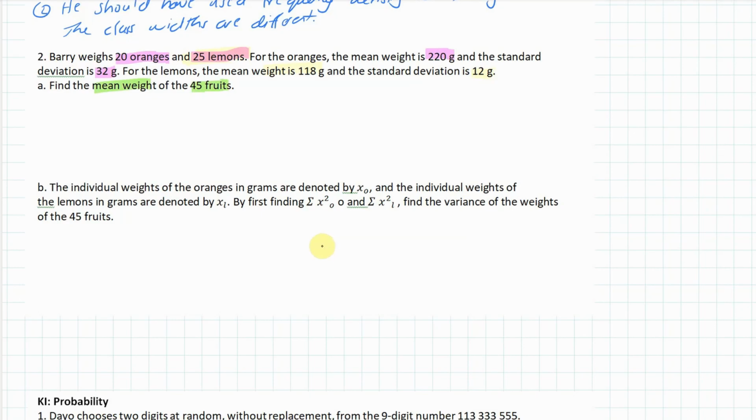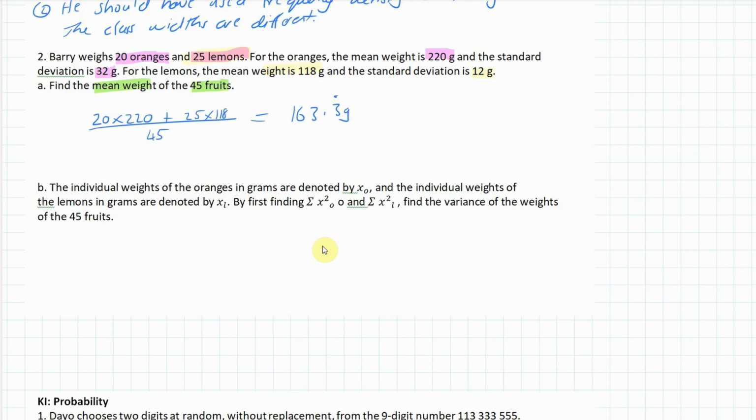So obviously we want to find the total weight of all of the fruits. So we've got 20 oranges, and we know the mean weight's 220 grams, so we multiply that by 20 to get the total weight of the oranges, and then the total weight of the lemons is going to be 25 times the 118. Then we're going to divide that by the 45 fruits that we have, and this is giving me 163.3 recurring grams.